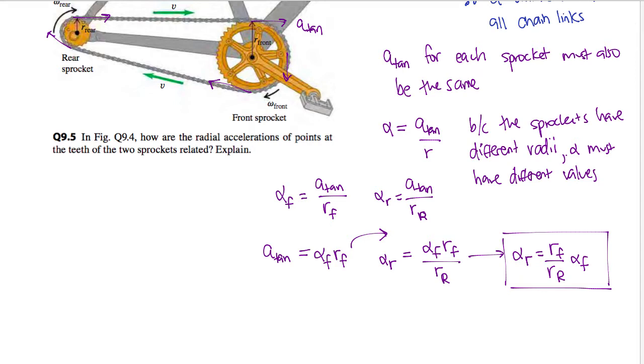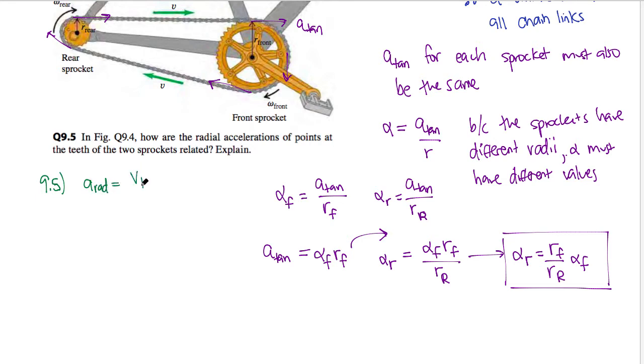Now, to follow this up, we have question 9.5, or Q 9.5, that asks, how are the radial accelerations, so not tangential acceleration, how are the radial accelerations of points at the teeth of the two sprockets related? So this is another situation where we need to consider how things are the same for each sprocket and how they are different. So the radial acceleration can be found a couple different ways.